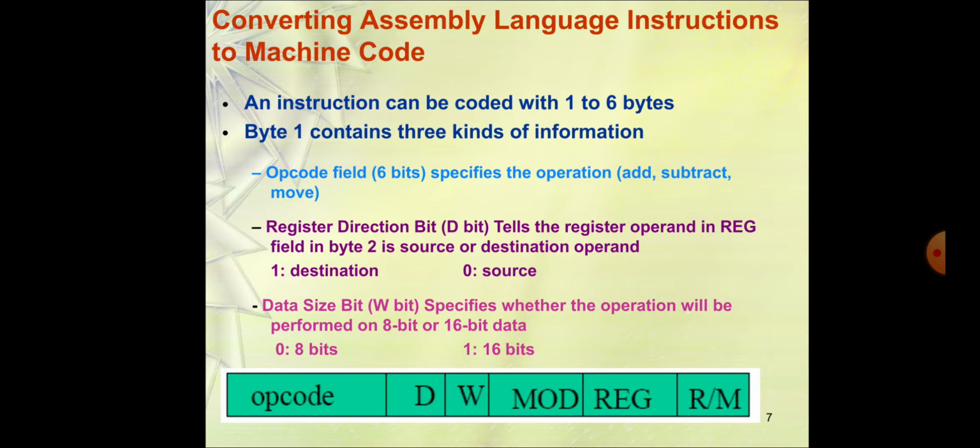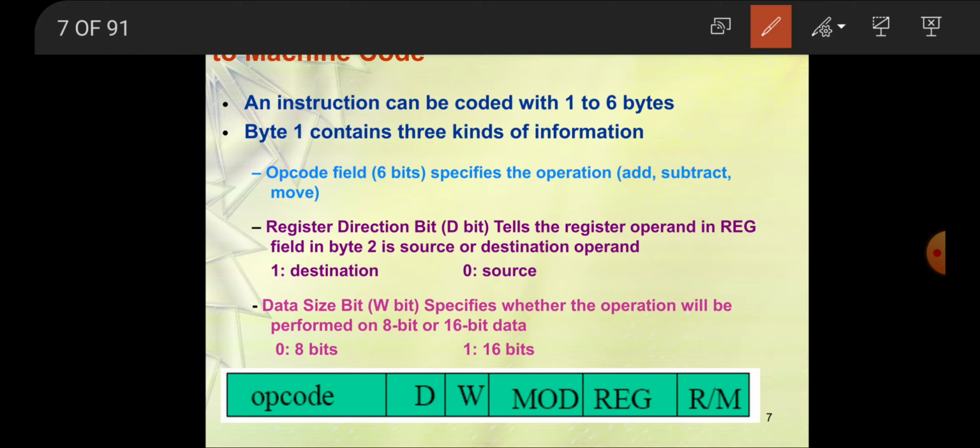Now, converting assembly language instructions to machine code. How exactly can assembly language be converted into machine code? An instruction can be coded with 1 to 6 bytes. Byte 1 contains three kinds of information. The opcode field, which is 6 bits, specifies the operation, such as add, subtract, move. The ADD that I showed in the previous slide is an opcode. Add, subtract, move are the opcodes, and they are 6 bits.